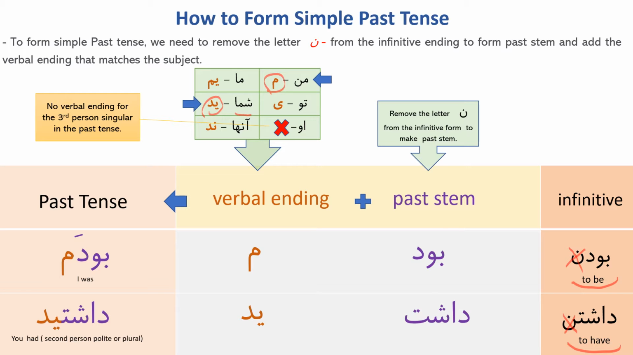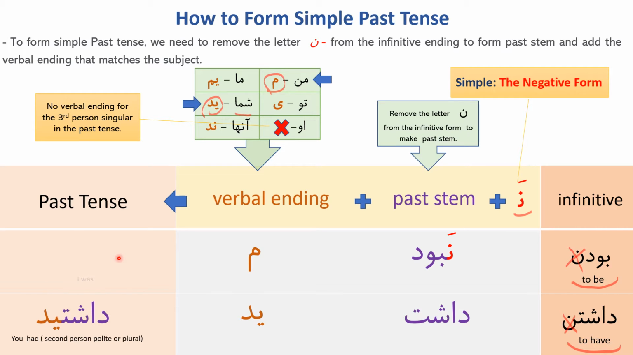Now let's also take a look at the negative. So for the negative, we need to attach the letter nun to the past stem, and also there's an implied short vowel a on it. So when I attach the letter nun to the past stem, it's going to be nabud. So then I need to conjugate that. So budam becomes, for the negative, nabudam.